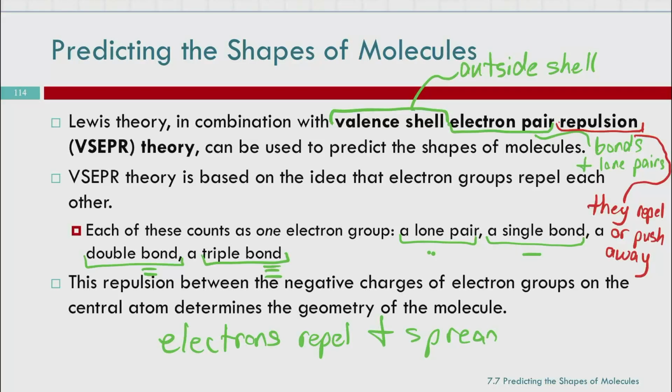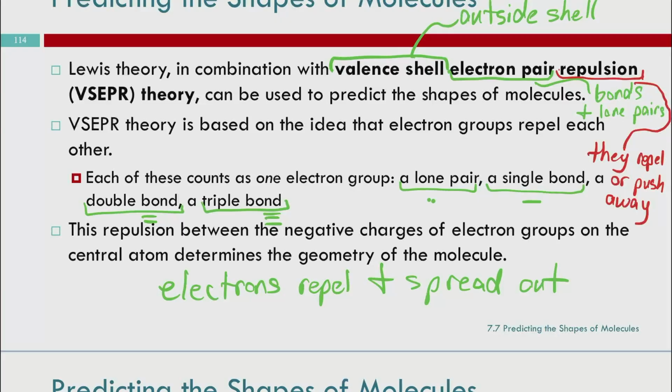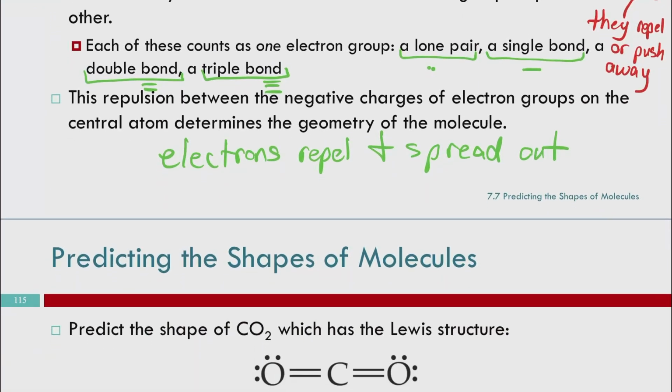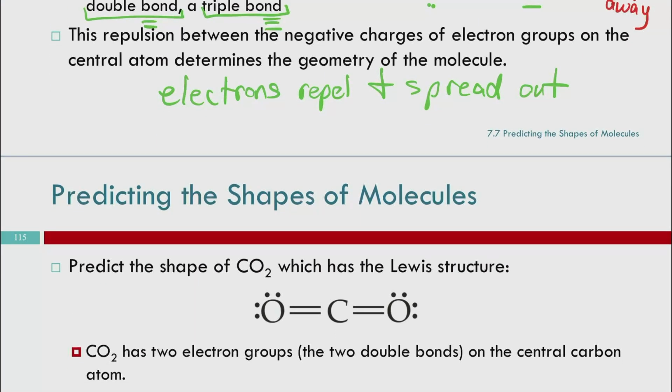And they spread out. We can use that idea to figure out what our molecules look like, how they're arranged in space, where the bonds are, where the different atoms are. So we can predict shapes of molecules.